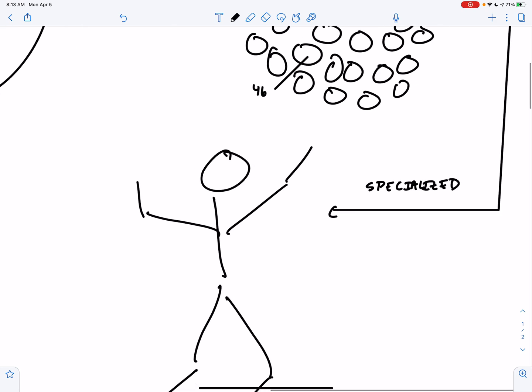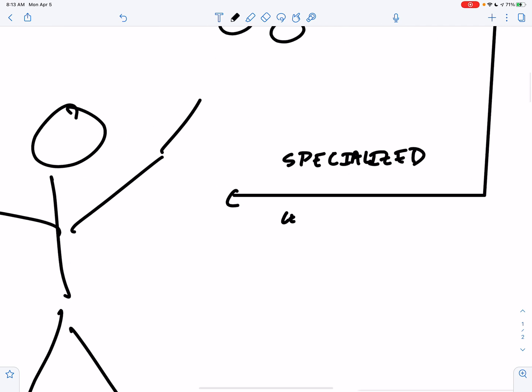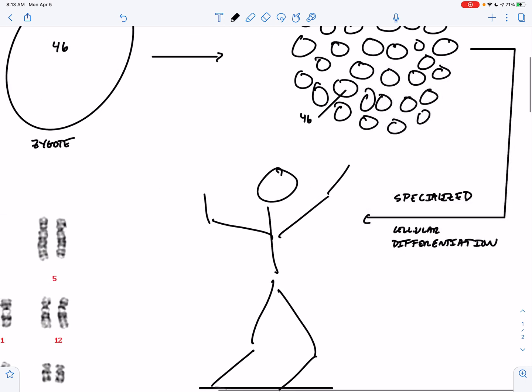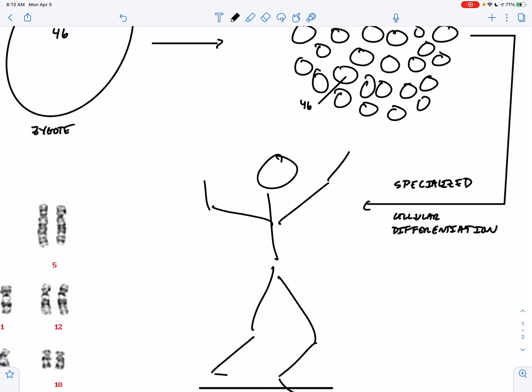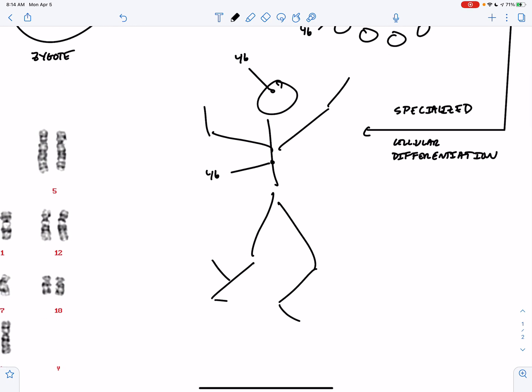Okay. They become specialized, all the cells in your body. And this process of becoming specialized is called cellular differentiation. Even if you were to look at, for example, a neuron in your brain, you would still see the same 46 chromosomes as in a stomach lining cell, as well as a muscle cell in your body, or in your calf here.